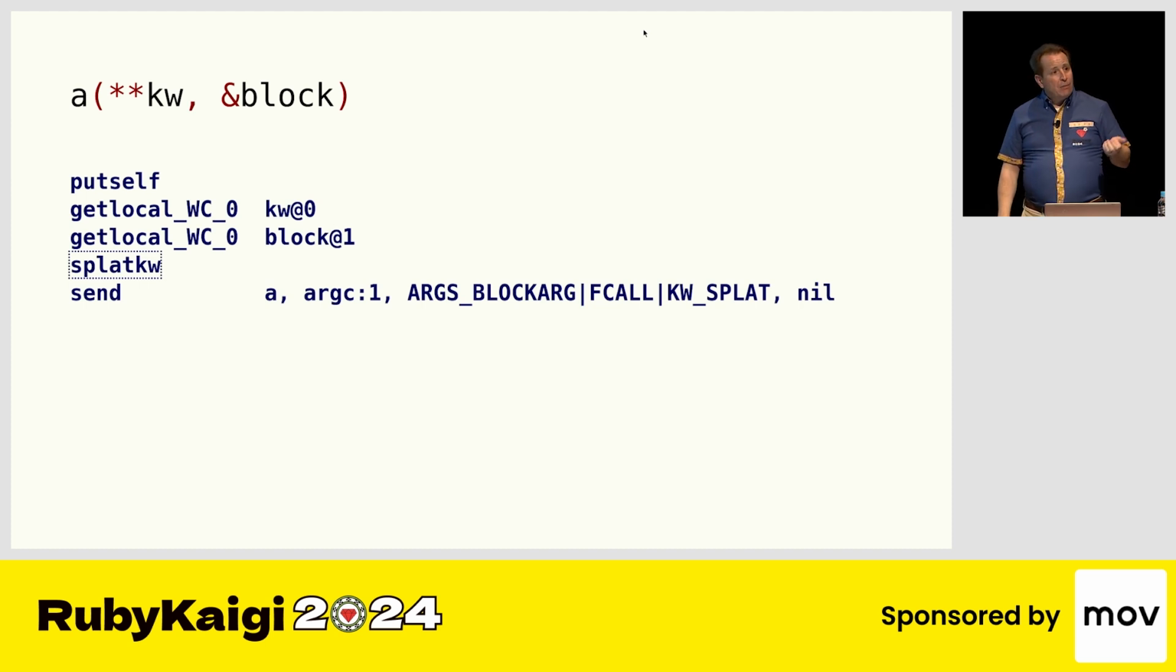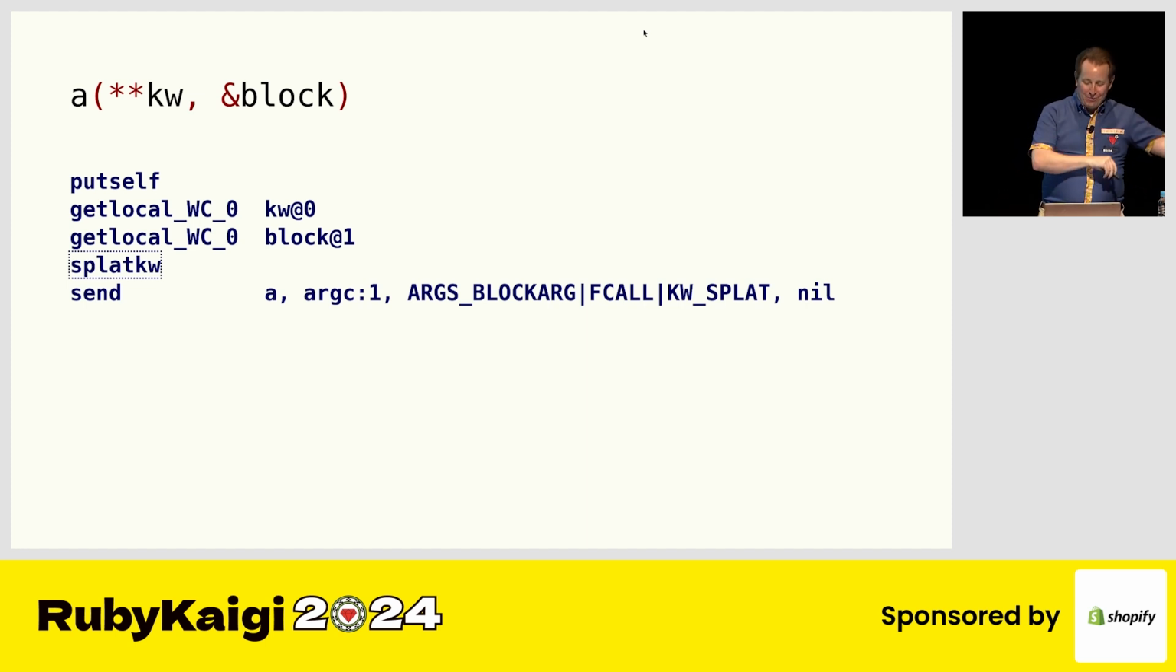So I fixed this case by adding a new instruction named splat keyword, which is issued directly before send instructions that have both keyword splats and block arguments. And if the keyword splat object is not a hash, it will call toHash on it, ensuring that keyword splat.toHash is called before block.toProc. Unfortunately, fixing this bug broke some of the optimizations I worked on previously.